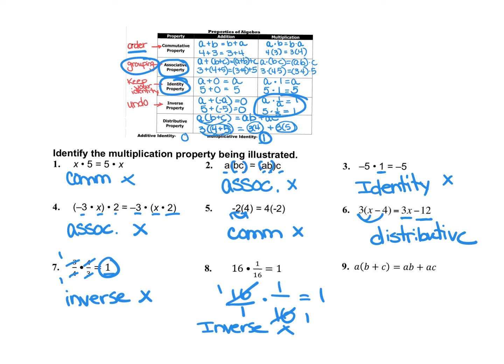All right, and our last one for number 9, I have a times b plus c is equal to ab plus ac. And again here, we have distributed. I have a times b, and then I'm going to take a times c, and I'll have ac. And here again, what I've just applied is that distributive property. All right, so in this lesson, we took a look at how to apply the properties of algebra.